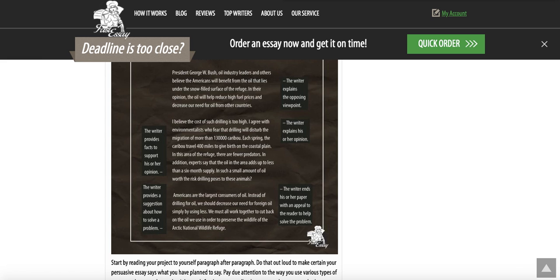So, in here is when the writer explains his or her opinions towards the topic. Like this, the writer provides facts to support his or her opinions. "I believe the cost of such drilling is too high." So now the writer has said this: if you want to drill, it's very expensive to drill in one place.